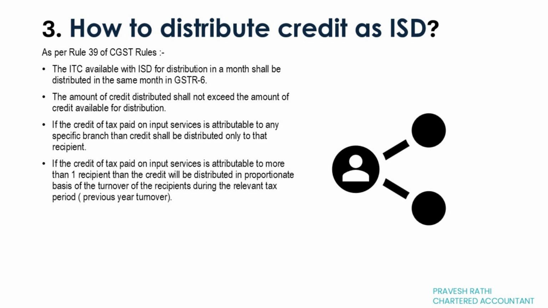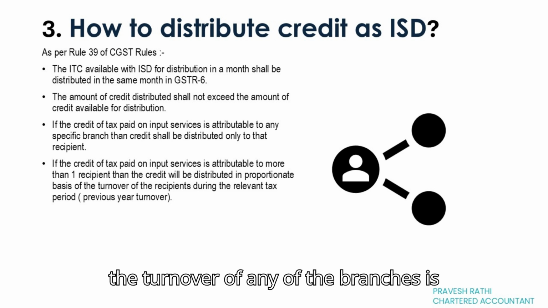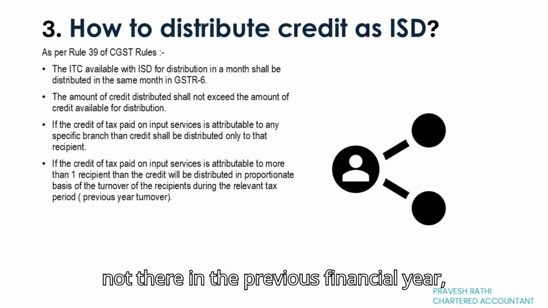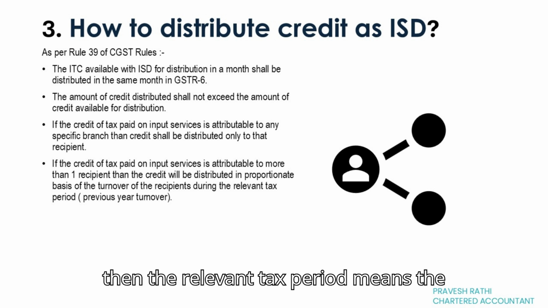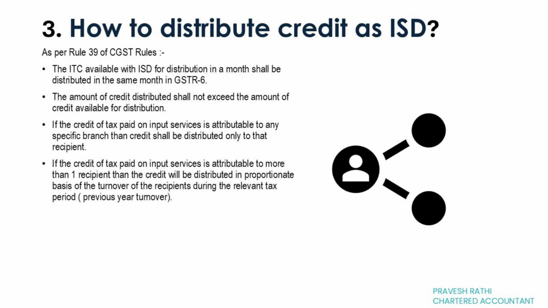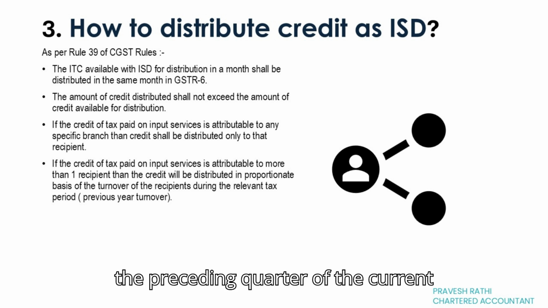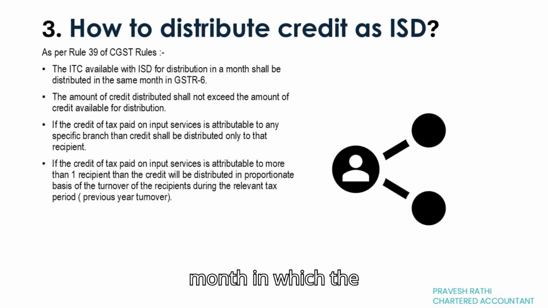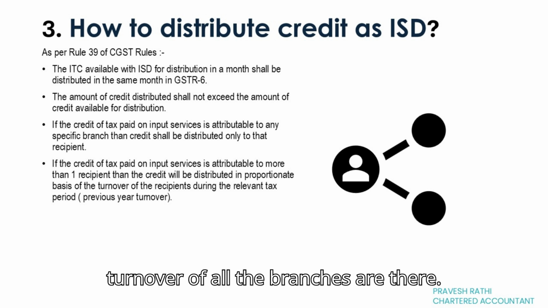In case the turnover of any of the branches is not there in the previous financial year, then the relevant tax period means the preceding quarter of the current month, in which the turnover of all the branches is there.